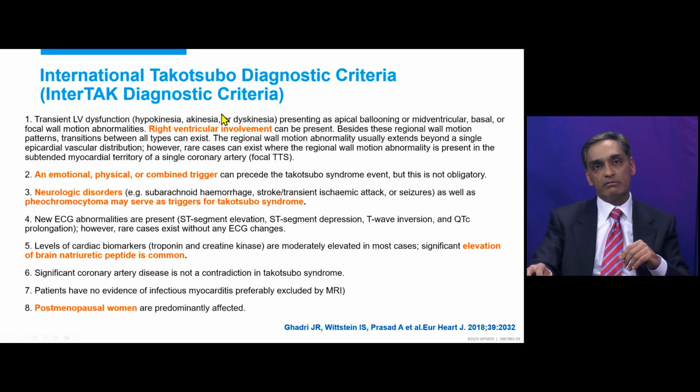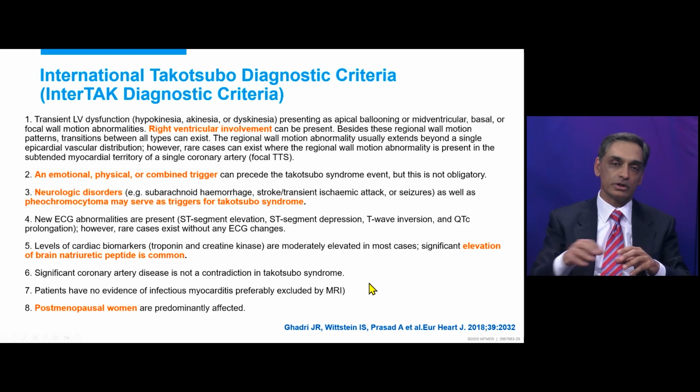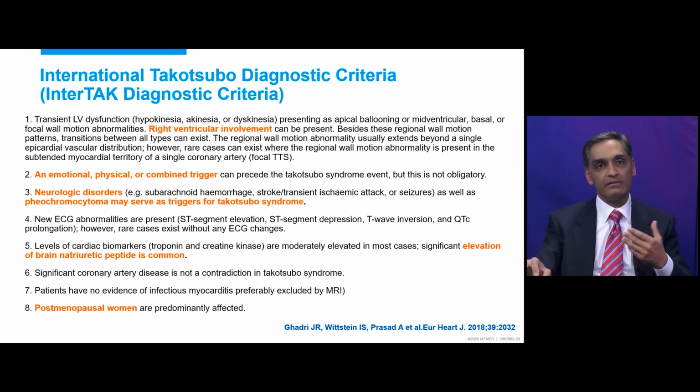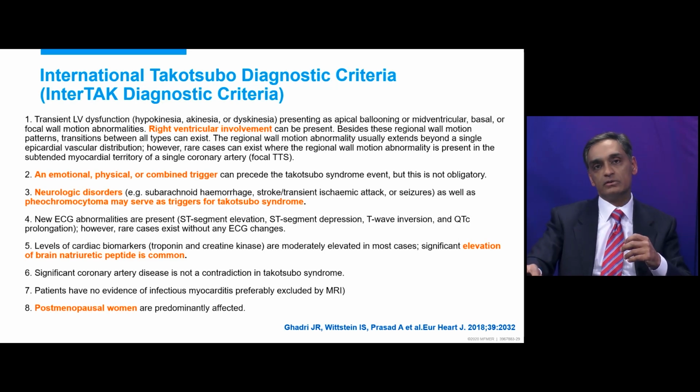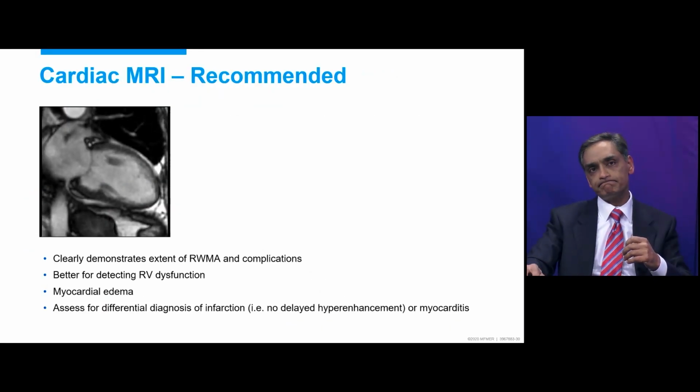And so the INTERTAK registry folks came up with a much more detailed criteria. I'm not going to go through all of this, but you can see the areas that I've highlighted. They've tried to be much more comprehensive, acknowledge that right ventricular involvement may be present, triggers, neurological disorders, and so on, and just tried to really be more comprehensive. But again, none of these criteria have been really validated in large cohorts, so I think they're just sort of flags for you to use as pointers.